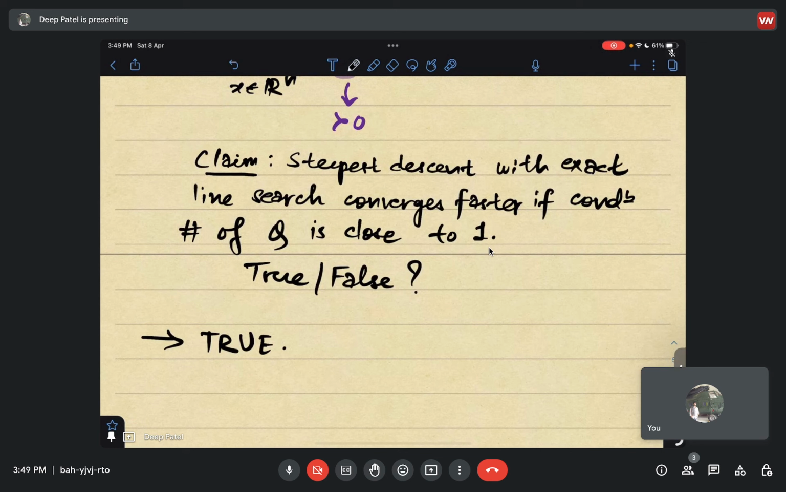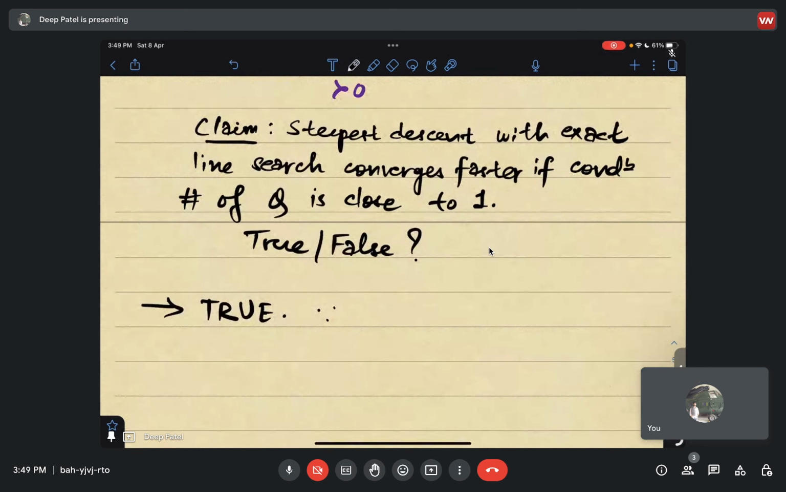Okay, and why is that? Because it will take a more direct path, right? If the condition number is close to 1. Yeah, but what is the mathematical justification? I'm not sure how to formulate this.